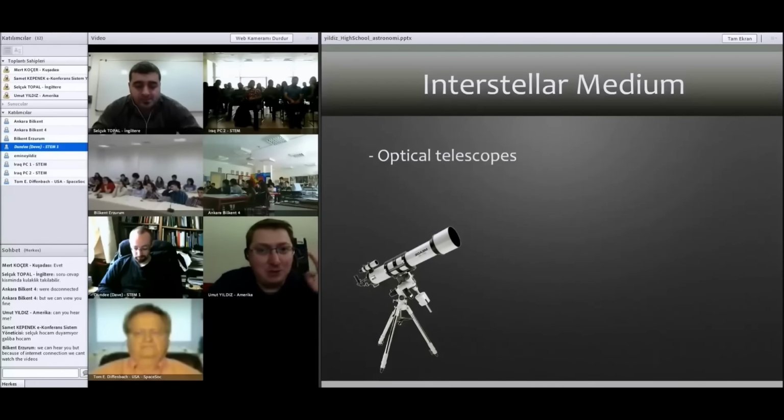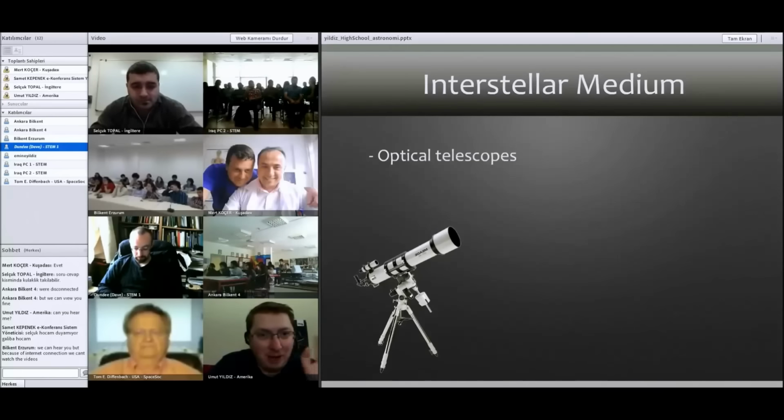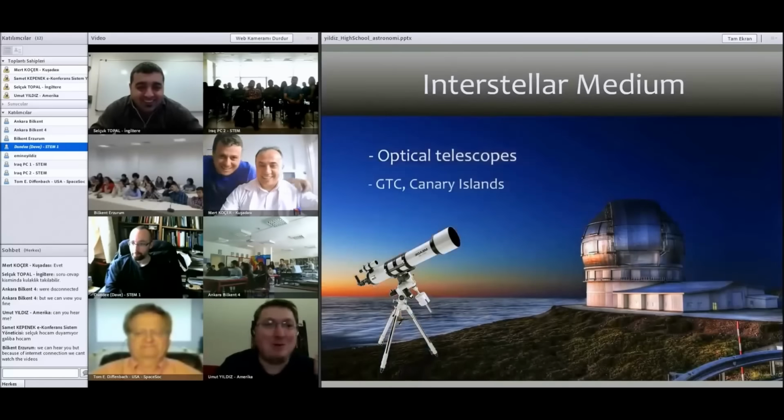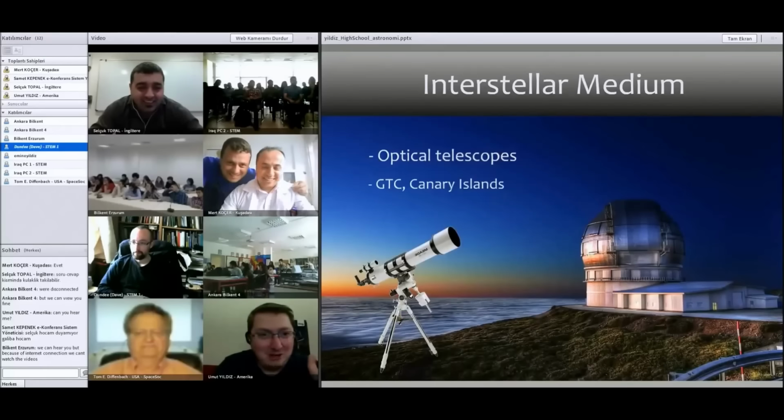So we use different types of telescopes. How many of you got a telescope? Anybody got a telescope? No. Don't worry, I never had a telescope either. I've been an astronomer for 20 years, but I never had a telescope in my life. I mean, like this telescope, of course. But we had to use this kind of telescope, because if you want to research some subject, you need to have a big telescope.